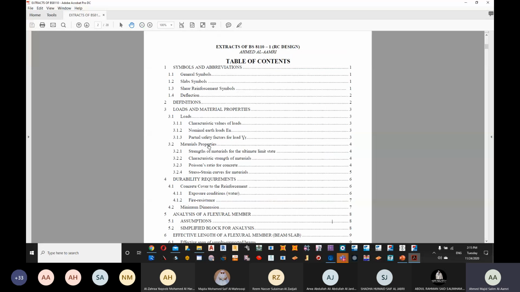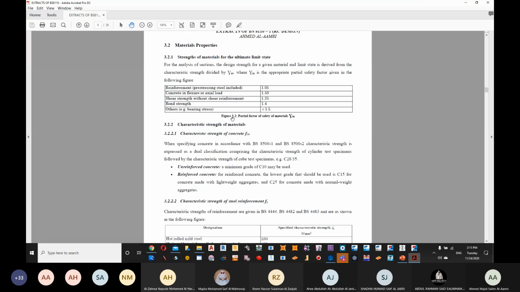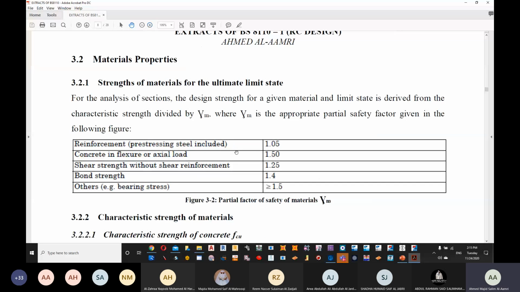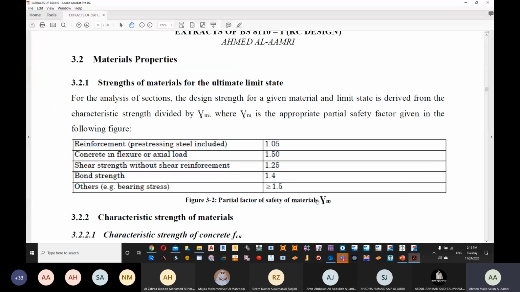And now we'll go for the strengths. First thing is the factor of safeties. You can see 1.05 and 1.5. For steel, it's 1.05. For concrete, it's 1.5. So that's why I have used 1.5 for concrete, and I have used 1.05 for steel. And we call it gamma.